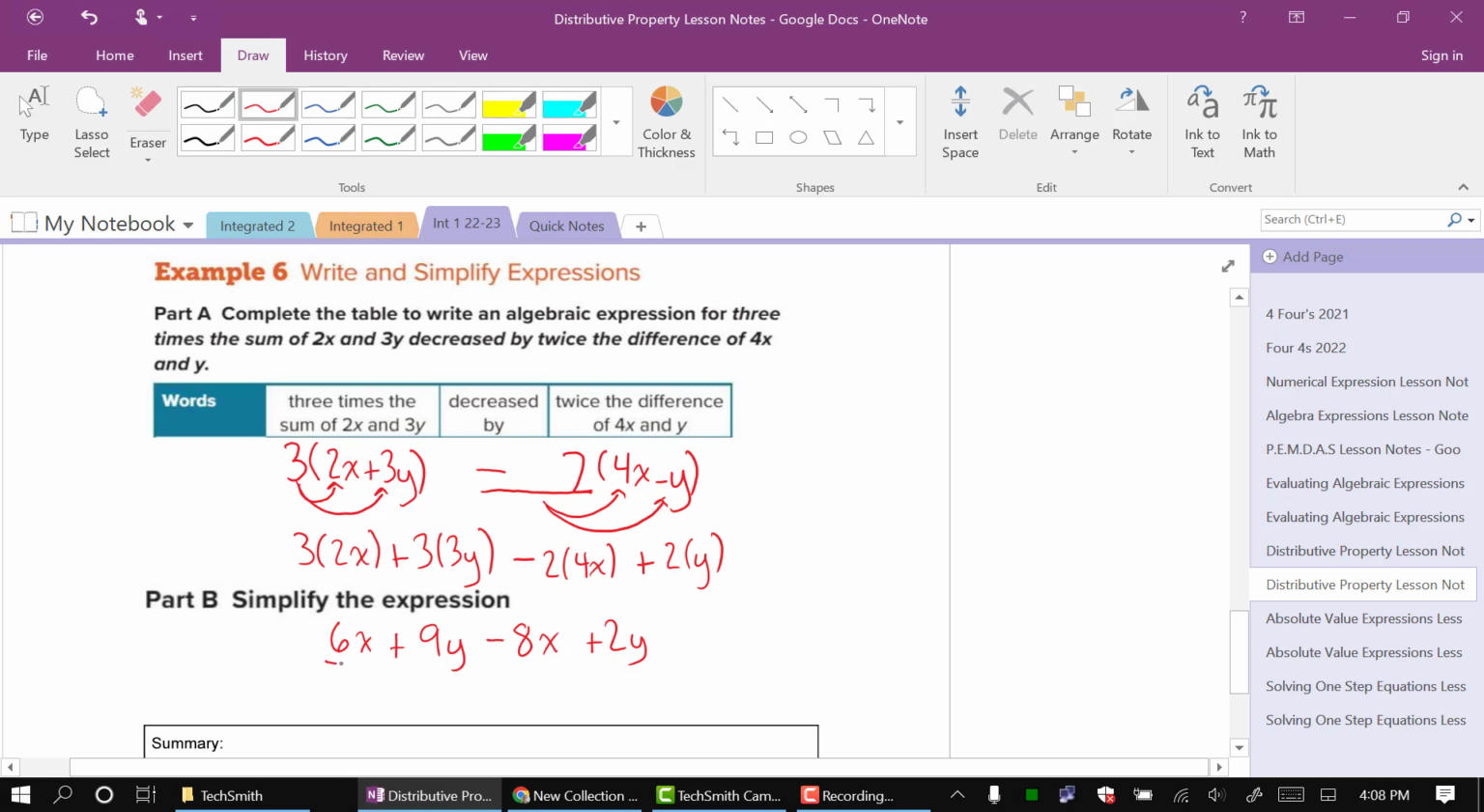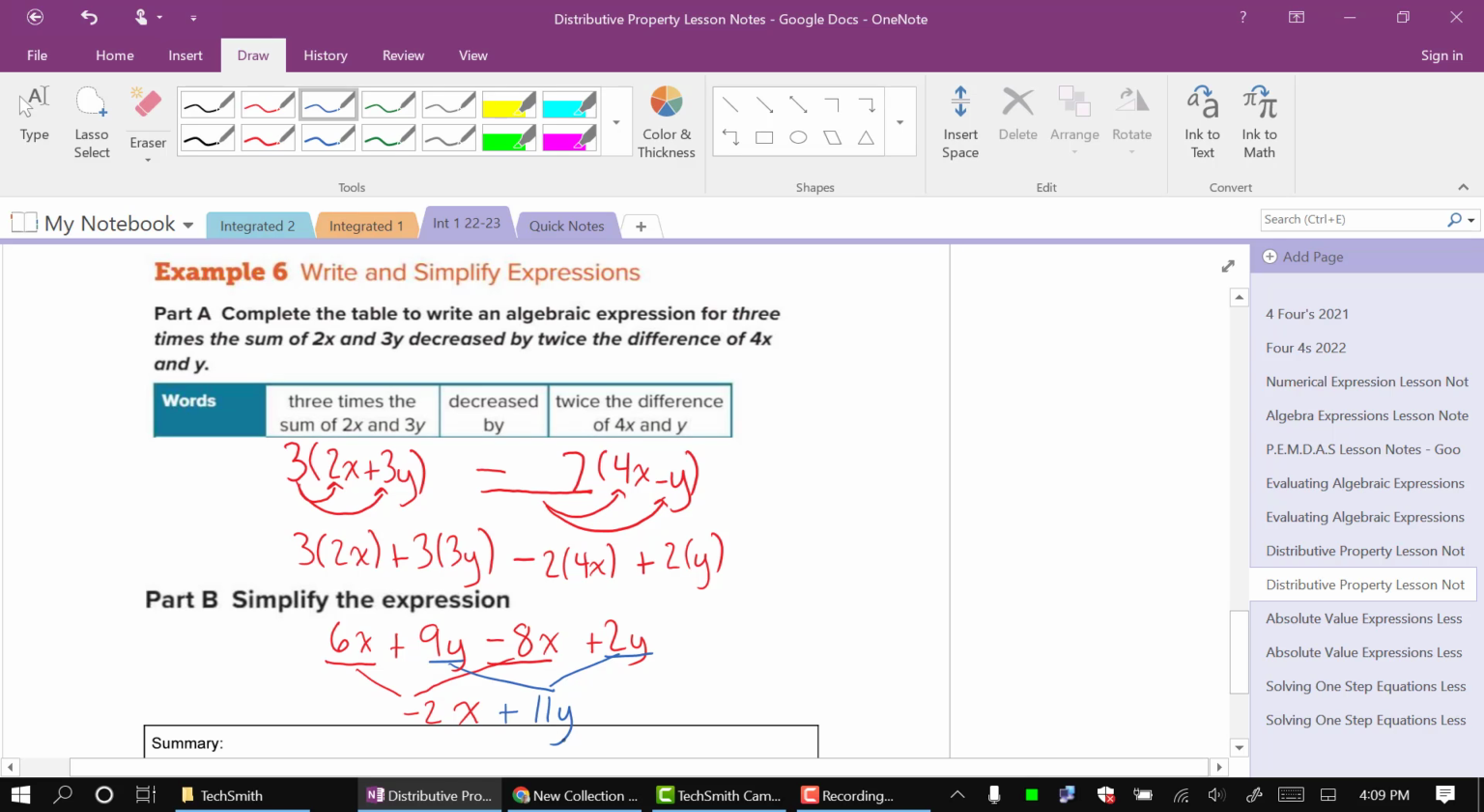So we have an x and we have an x. So 6 minus 8 is going to give you negative 2x. Then we have a y and we have a y. 9 plus 2 more is going to give you 11y.